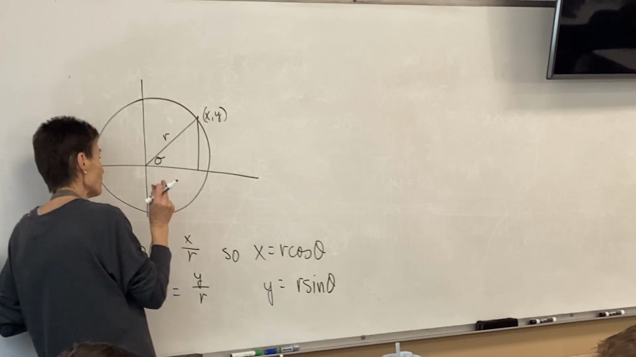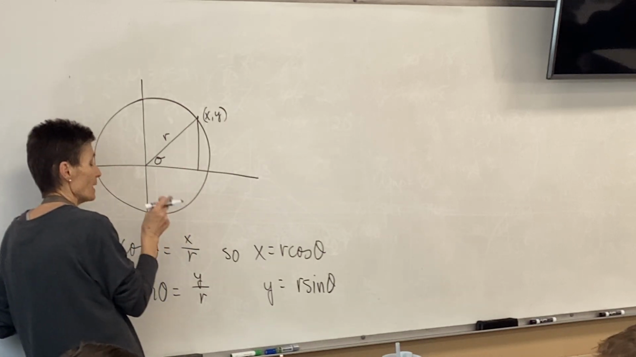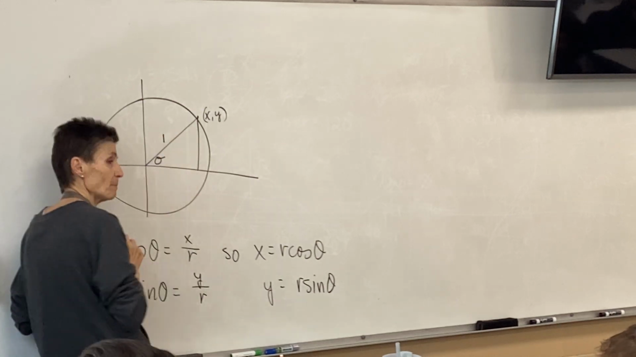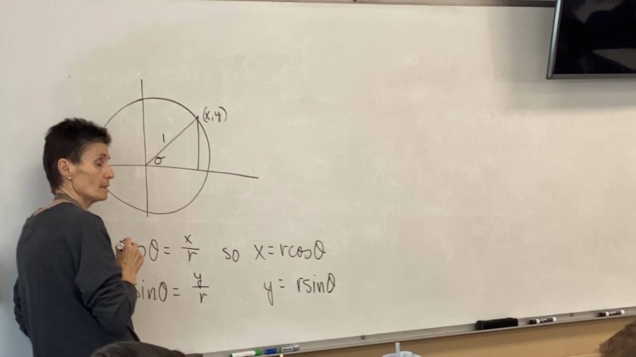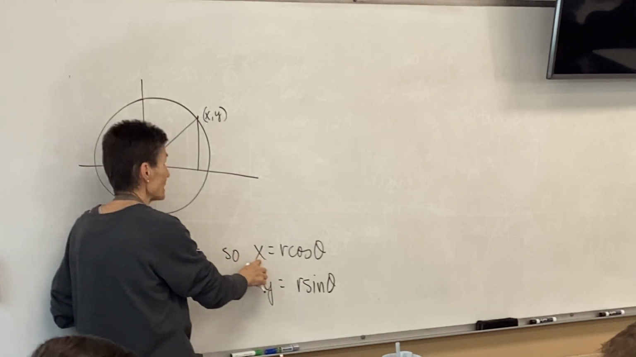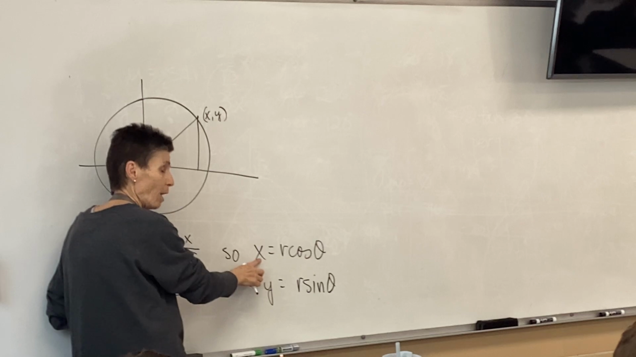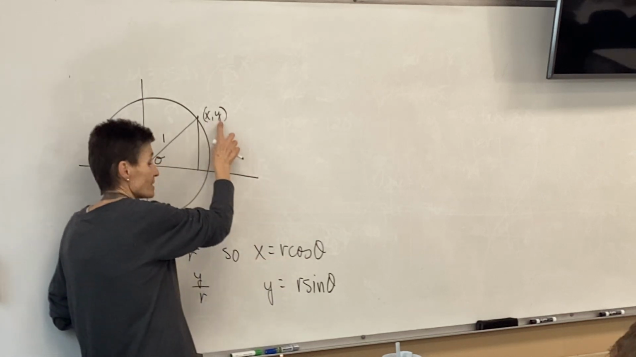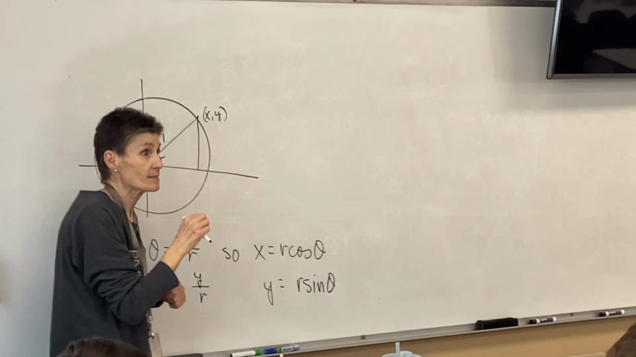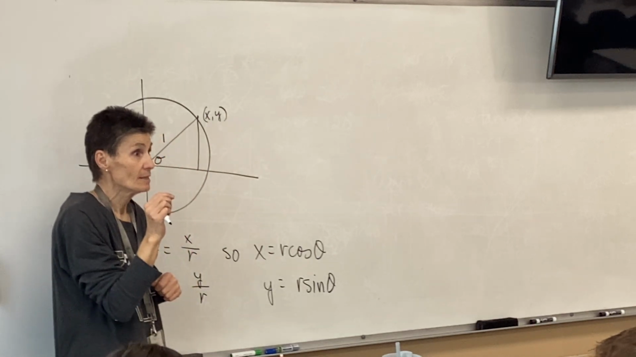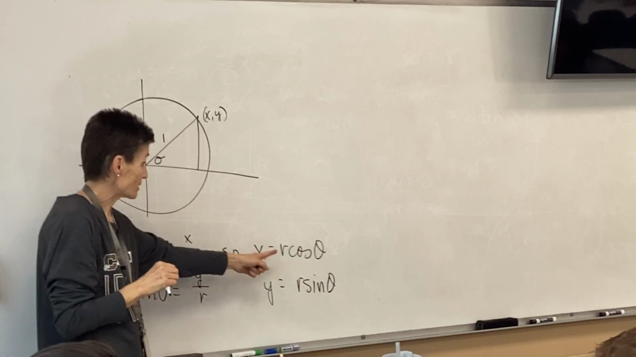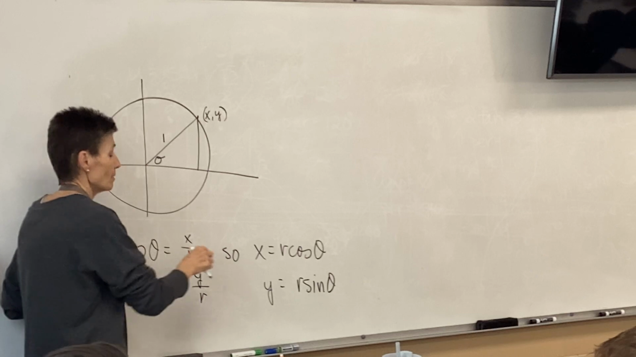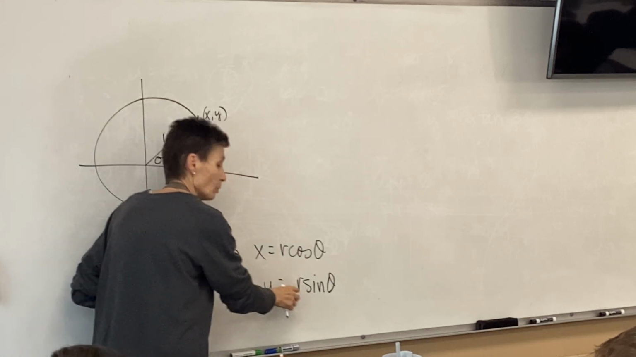Now, if this happens to be a unit circle, so in other words, if the radius happens to be 1, then what does that mean about point x and point y? If r is 1, then x and y are just the cosine and the sine. Does that make sense to you? If r is not 1, then x will be our r cosine and y will be our r sine.